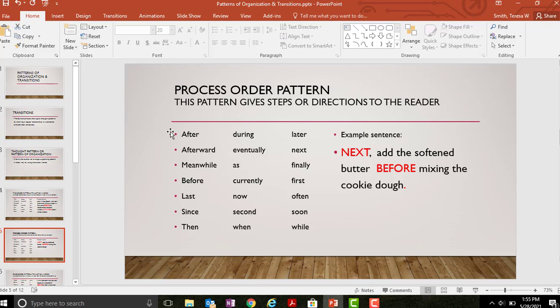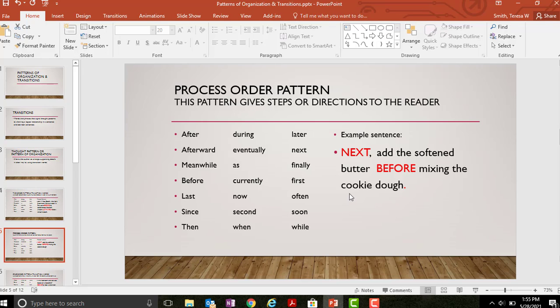Another order pattern is the process order. This pattern gives steps or directions to the reader. Again, there are several key words that will signal you that it could be process order. After, during, afterward, meanwhile, since, second, soon. There are several of these words in this list.